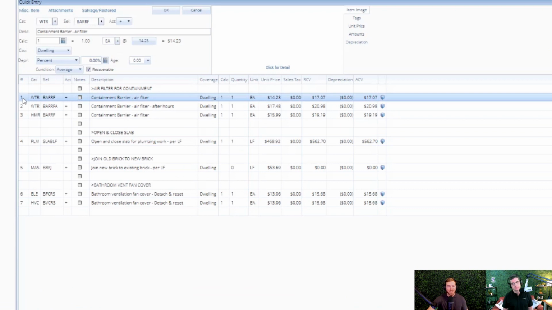WTR BARF, B-A-R-R-F, WTR BARF A, and HMR BARF. Yes, it is so funny. It's always going to be funny. The children inside all of us hear the word BARF, and we get a little excited.